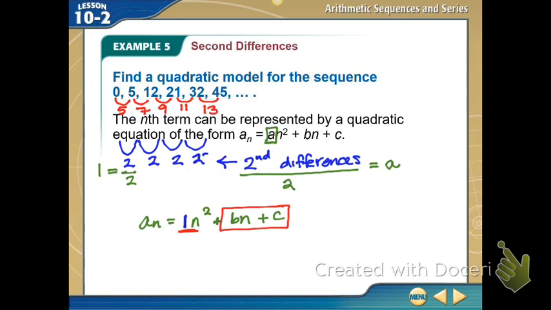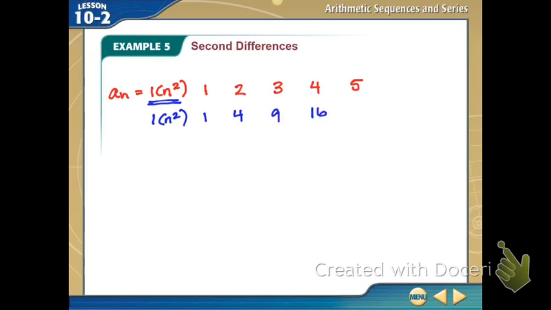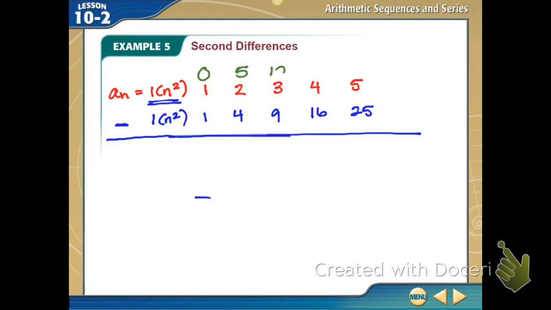Since we know that this starts off as a sub n equals 1n squared, let's make a function for it. A sub n equals 1n squared. Let's plug in the different values for the terms: 1, 2, 3, 4, 5. If you plug in 1, 2, 3, 4, and 5 into 1n squared, you get 1, 4, 9, 16, and 25. What we're going to do is subtract these quadratic terms from our original terms in our problem. Our original terms were 0, 5, 12, 21, and 32. And we're going to look at what's left over.